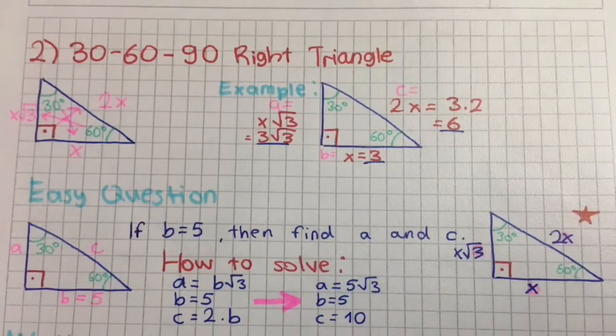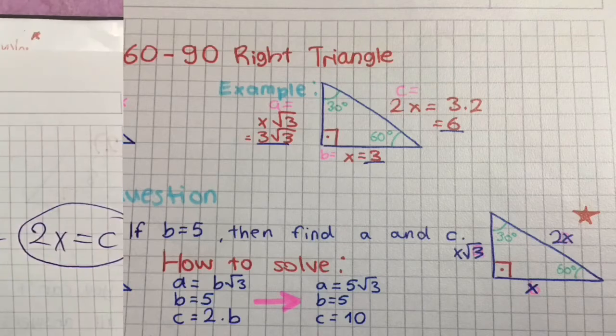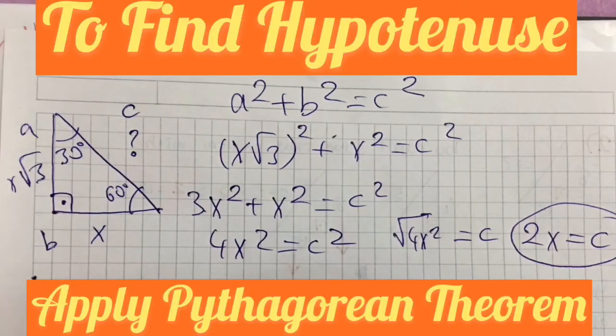Another special triangle is the 30, 60, 90 right triangle. As you can see from the figure, the side across 30 degrees is x, the side across 90 degrees is 2x, and the side across 60 degrees is x multiplied by square root 3. To find the hypotenuse, you can also use the Pythagorean theorem as is shown below.